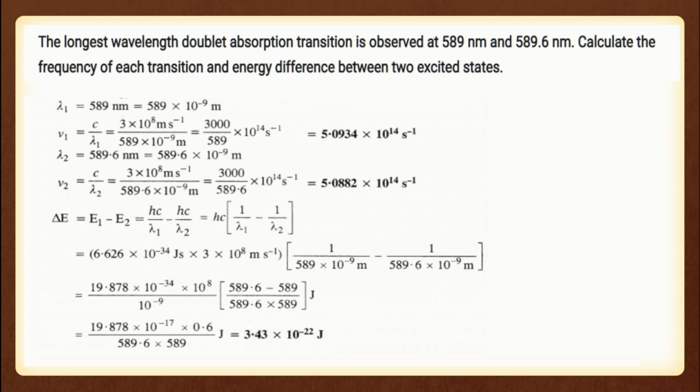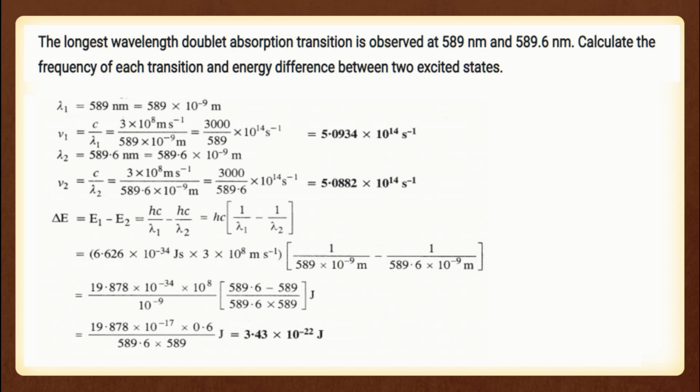The longest wavelength doublet absorption transition is observed at 589 nanometers and 589.6 nanometers. Calculate the frequency of each transition and the energy difference between the two excited states. Lambda 1 = 589 nm = 589 × 10^-9 meters. V1 = c/lambda 1 = 3 × 10^8 m/s divided by 589 × 10^-9 m, which is 3000/589 × 10^14 s^-1, which is equal to 5.0934 × 10^14 s^-1.